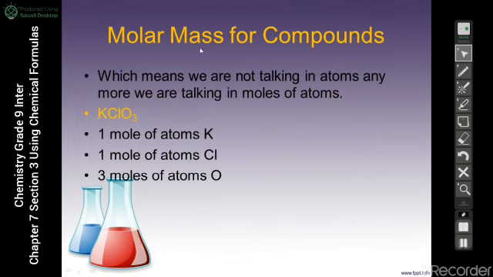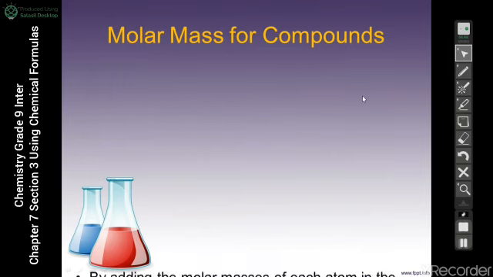Then we have molar mass for compounds, which means we're not talking in terms of atoms anymore, we are talking in terms of moles of atoms. So if we said potassium chlorate, KClO3: 1 mole of atoms of potassium, 1 mole of atoms of chlorine, O3, 3 moles of atoms of oxygen. So we are talking in terms of moles of atoms, not atoms, because atoms are very, very small. So we are going to talk from now in terms of moles of atoms, not just atoms.